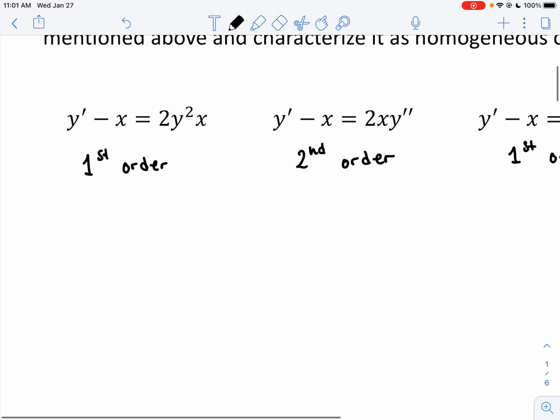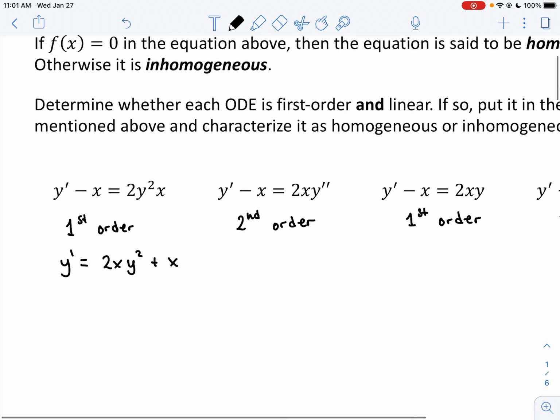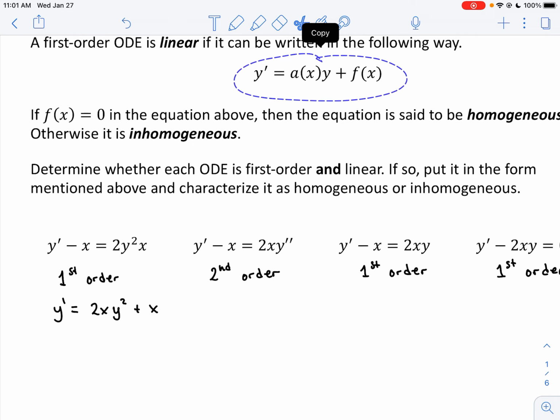Solving for the y prime, we get y prime is equal to, we have 2x, I'm going to do some rearranging of this term here and put the y squared second. So we have 2x y squared and then add an x. So from here we should be able to determine whether we have a linear equation by comparing it to the general form of a linear equation. So the a of x part, the coefficient of the y term, looks to be this 2x. And the f of x that's added at the end appears to just be this x.